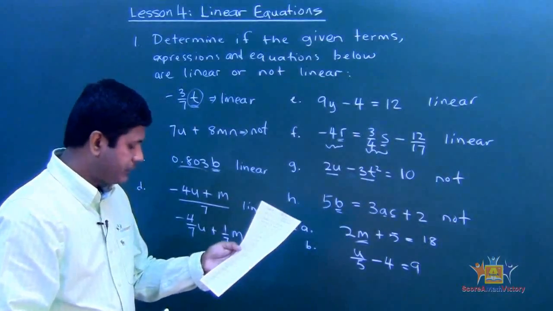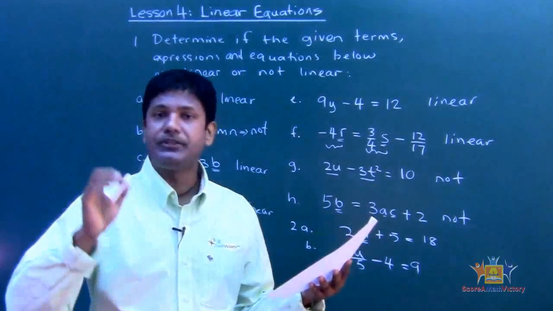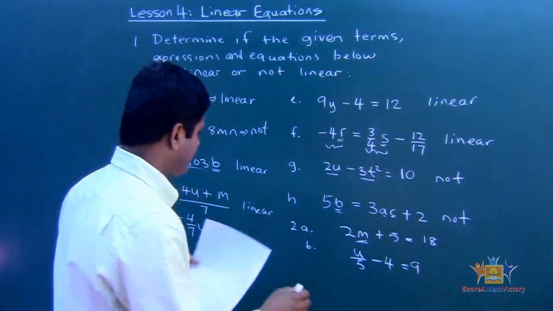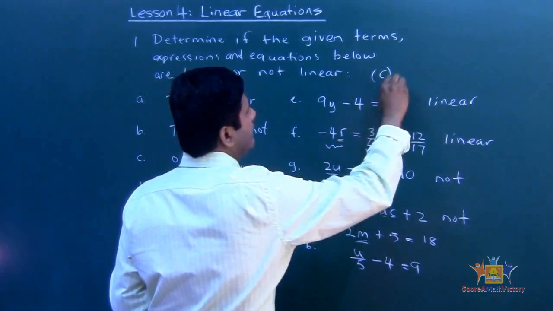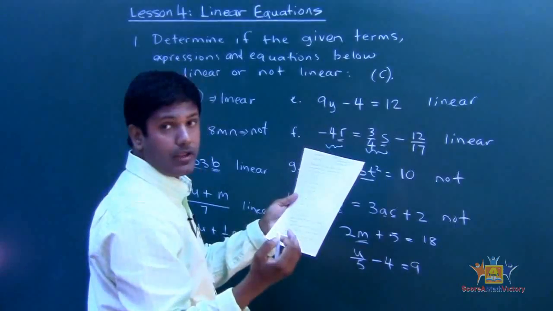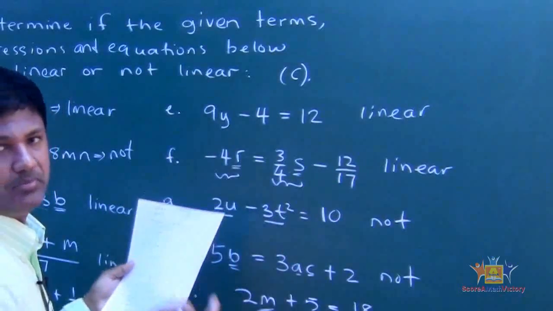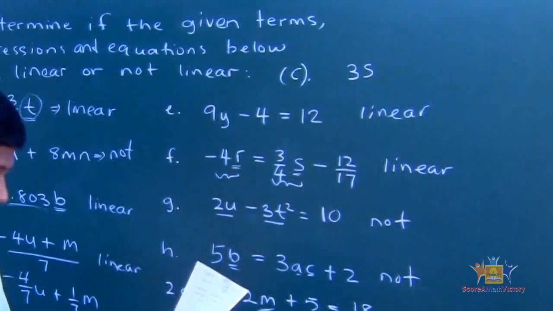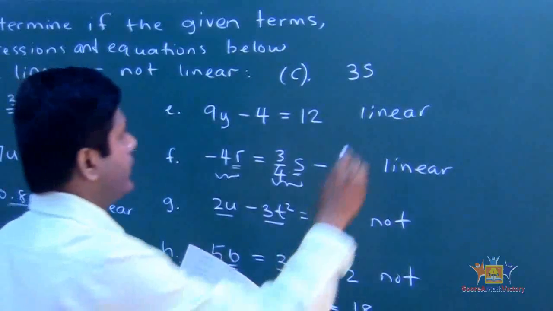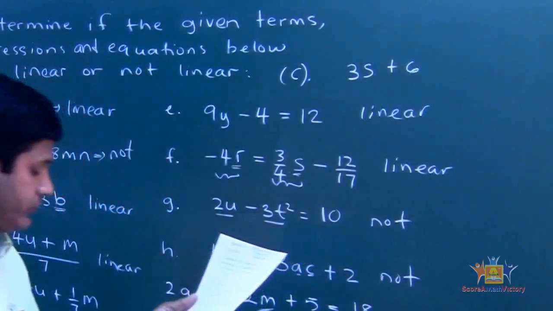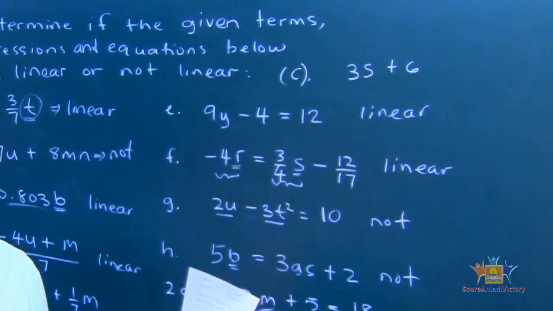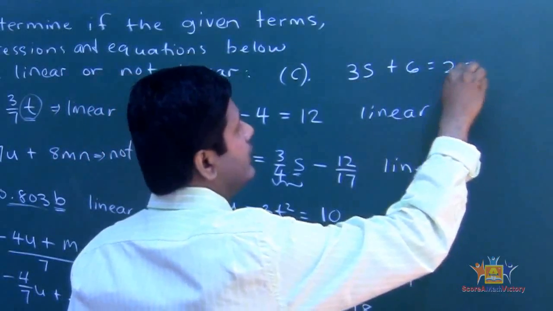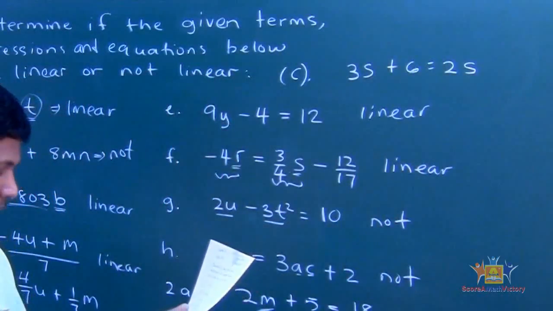Alright, let's do C. A number multiplied by 3 plus 6 equals twice the number minus 8. So a number multiplied by 3. What unknown shall we assign? Let's say S. 3S, because we multiply that by 3. And then plus 6, so we add that to 6, equals twice the number, the same number right there, twice the number, minus 8.